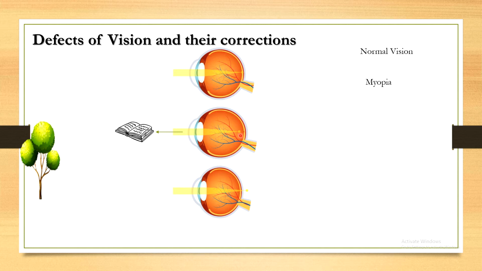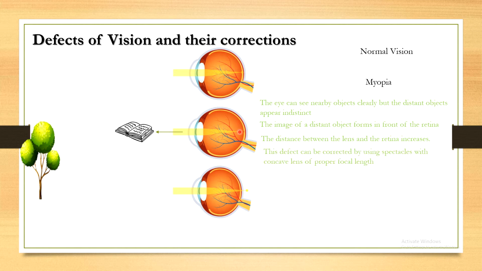So what is happening in myopia? In nearsightedness, for example, if the eye observes a tree at a far distance, it will form an image in front of the retina. That means the distance between the lens and the retina increases. So the image is formed in front of the retina, and objects at a far distance are not clearly visible.